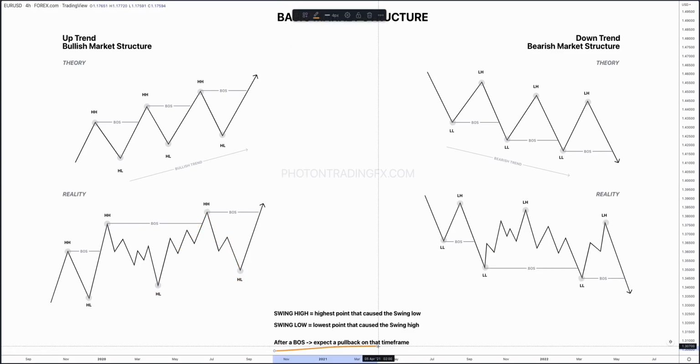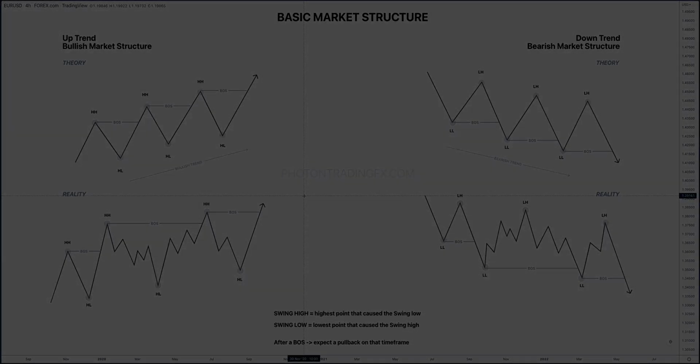So super, super key. After a break of structure, that's when your mind needs to start thinking and saying to yourself, okay, at some point now, we've had a break of structure on this time frame, we can expect a swing pullback on said time frame.